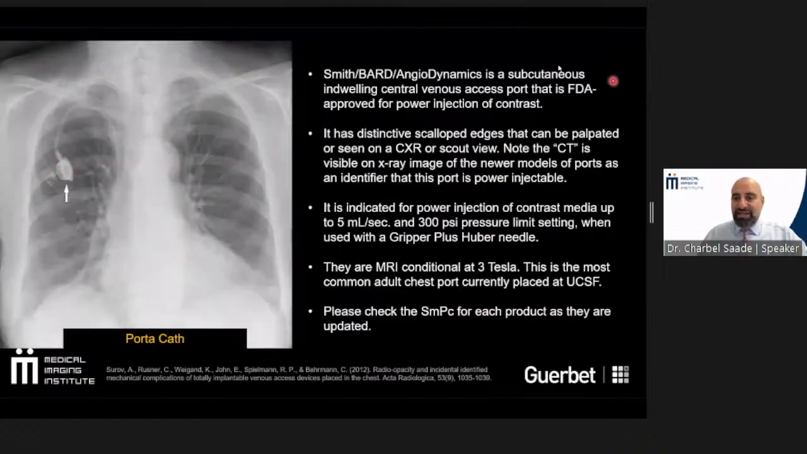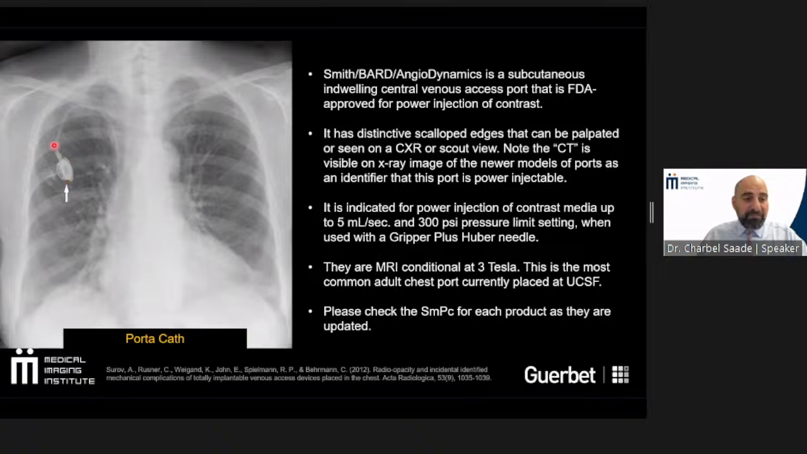Now, what's interesting here is that if you look at the Smith-Bard or AngioDynamics, it's a subcutaneous indwelling CVC port. This is FDA approved for power injection. So again, sometimes when you go back to the SmPC, you need to ensure and make sure that it is FDA approved for power injection. Also, it has very distinctive scalloped edges that can be seen on a chest X-ray, as you can see here.